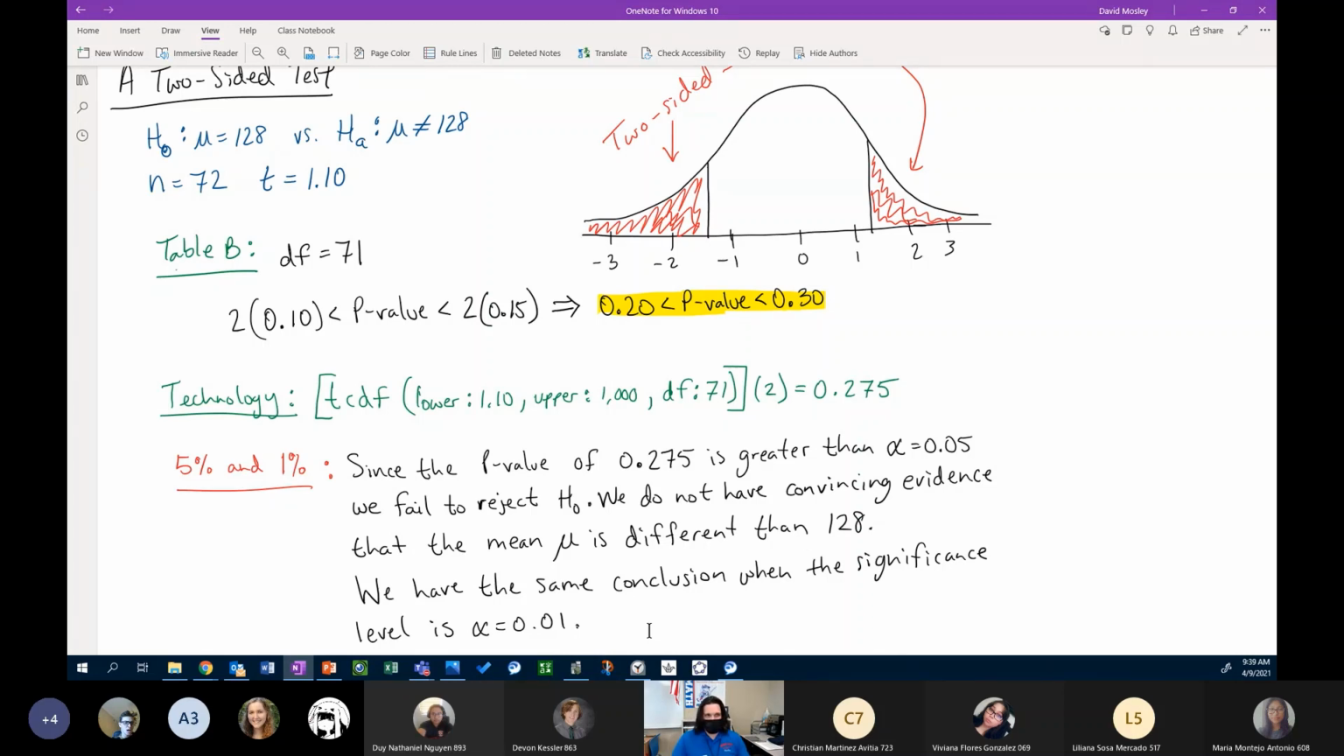Are there any questions on this example? Anything I can clarify?